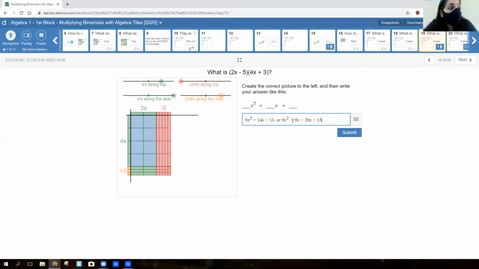Okay? But what I did here was I literally just counted everything I had. I had 8 blue squares, so that was 8x squared. I had 6 green rectangles, so I put plus 6x. I had 20 of those red rectangles, so minus 20x. And I had 15 of the little tiny unit squares, so minus 15. And hit submit. Okay.